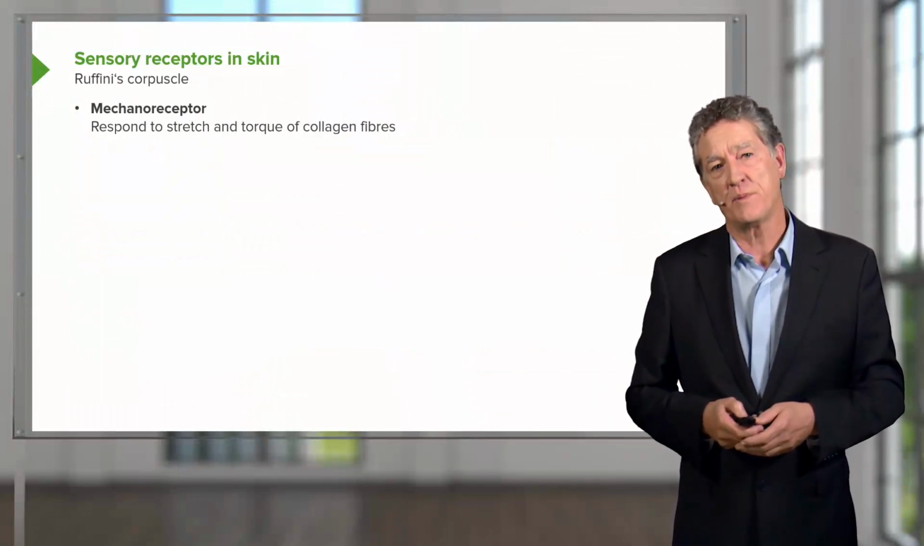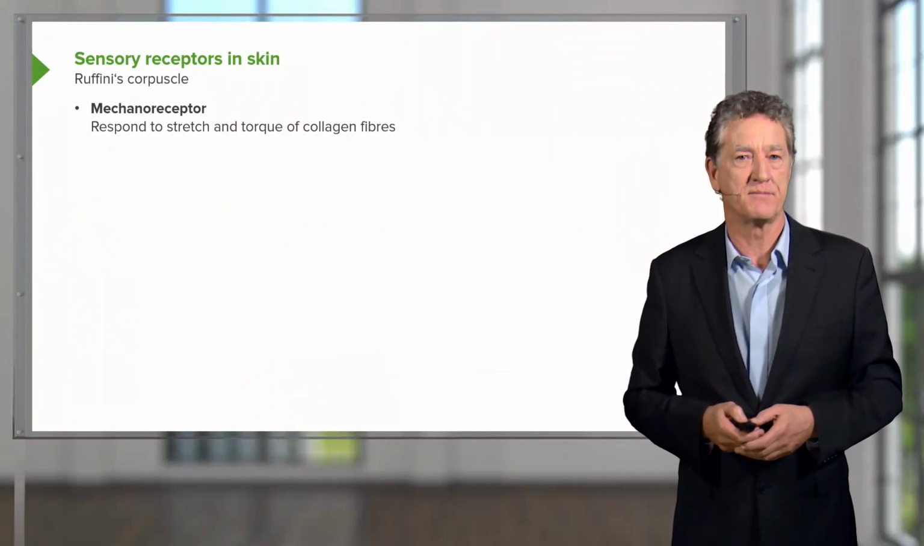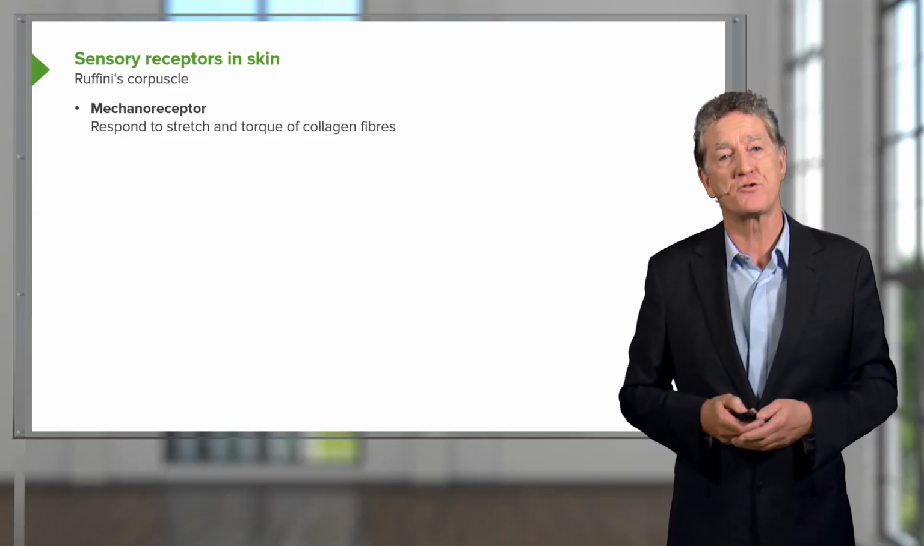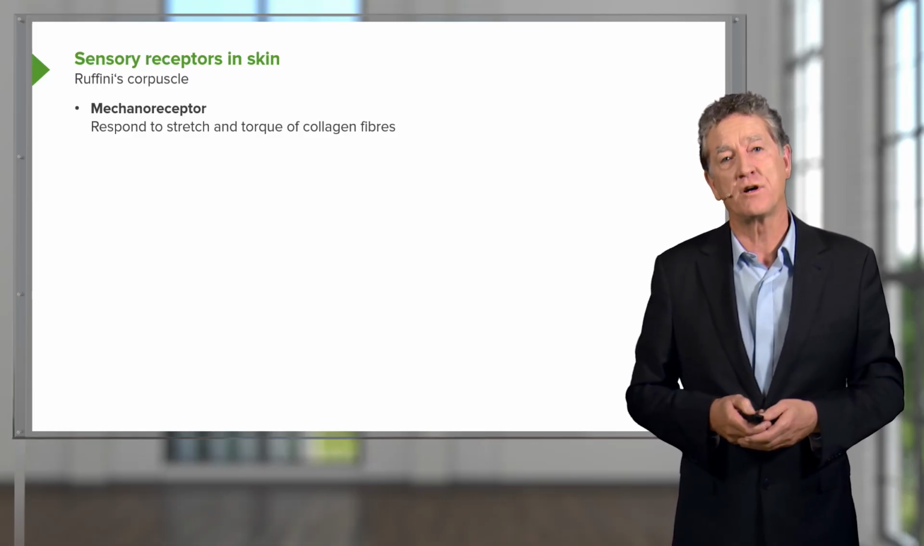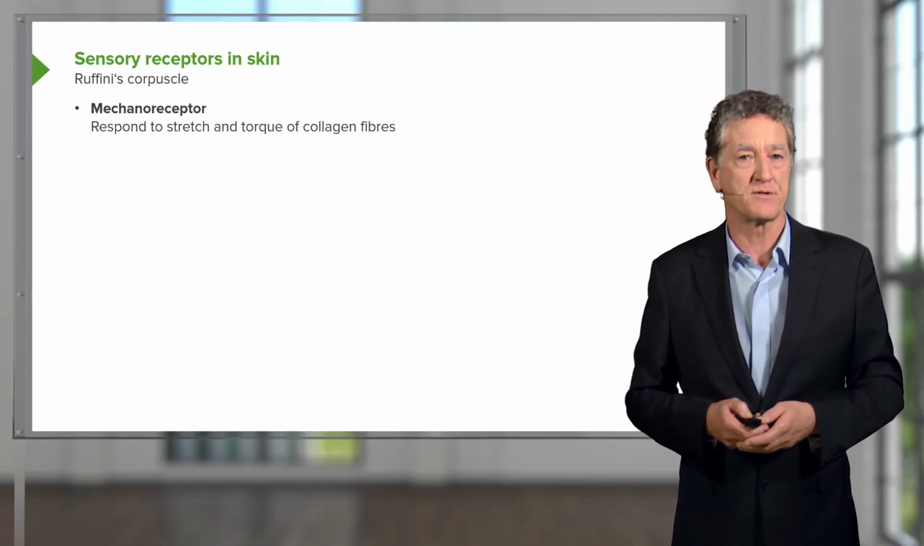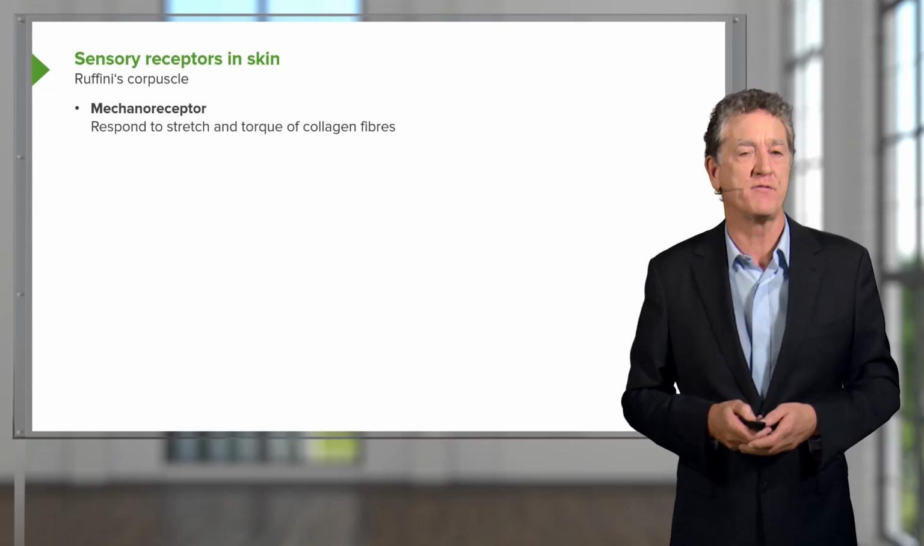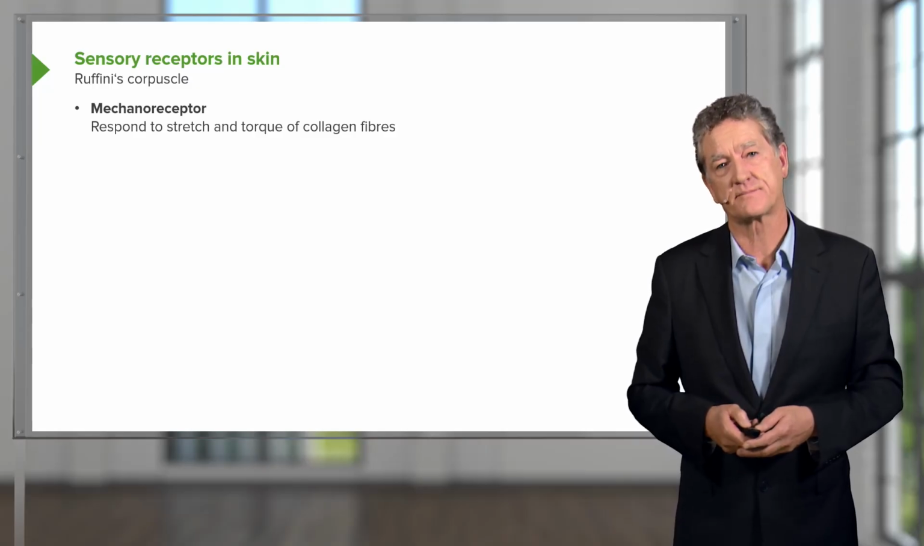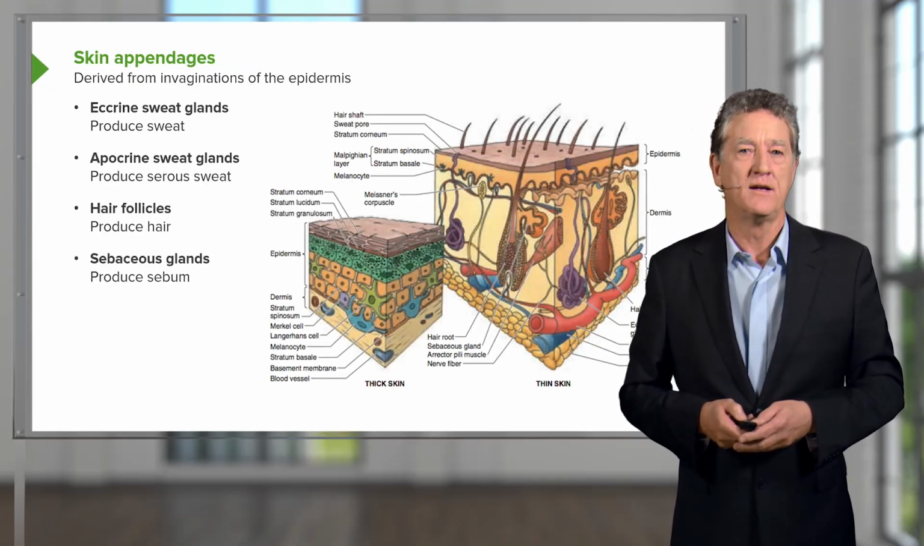Well, Ruffini's corpuscles are mechanoreceptors, and as I said, they're very difficult to see, but they respond to stretch or torque of the collagen fibres within the dermis, and therefore give us some information about the sorts of shear forces or stress forces on our skin.